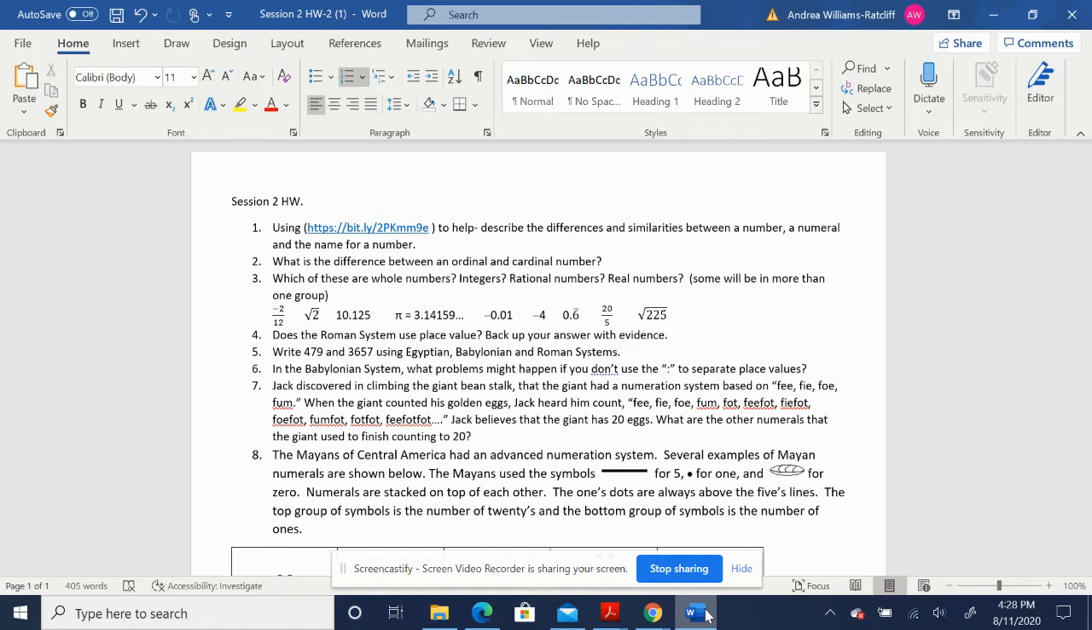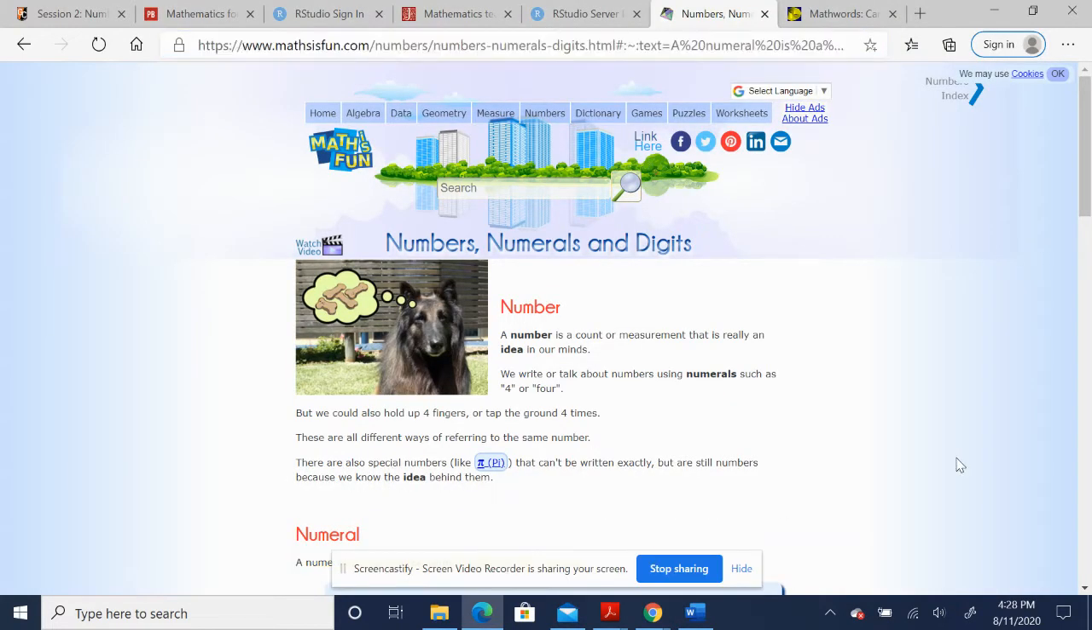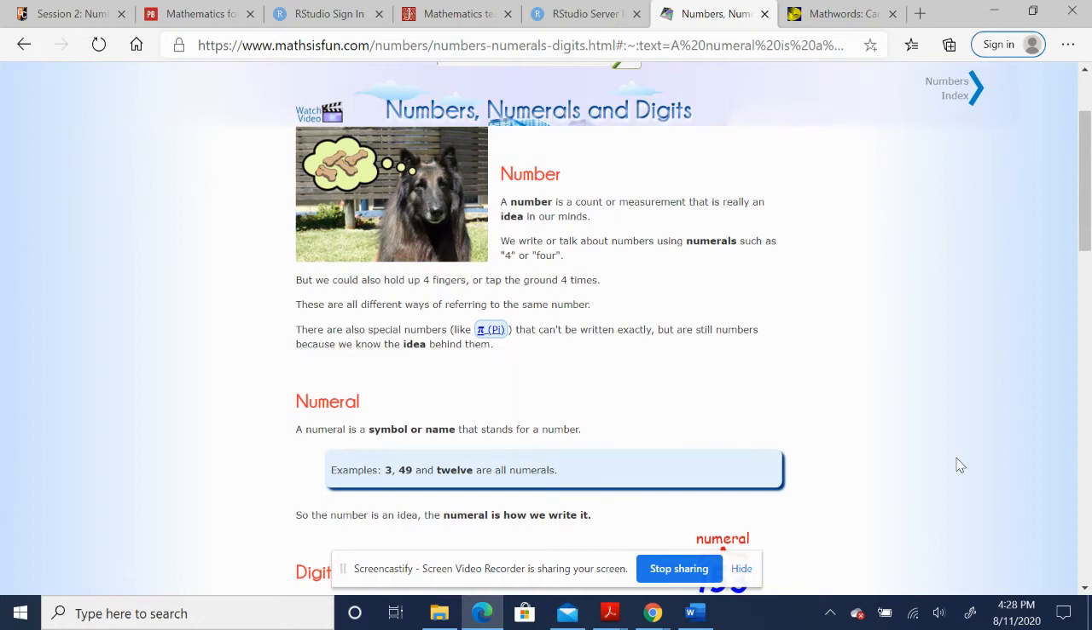So number 1, if you click this link, it's going to take us to a website where we're going to use this to help us describe differences and similarities between a number, a numeral, and the name for a number. Okay, so if you click the link, it should take you here. This is not the only place you can find this information. It's just the quickest and the easiest that I found.